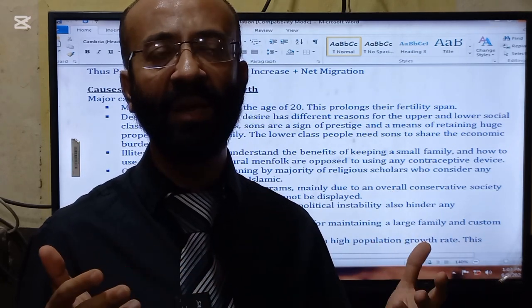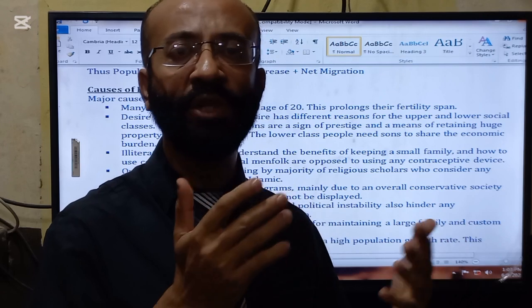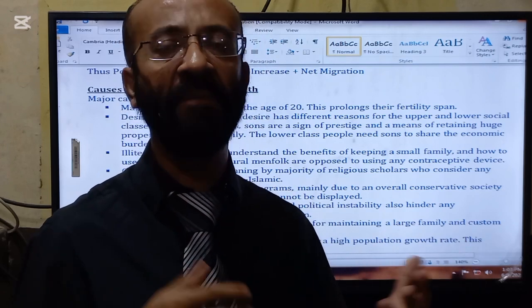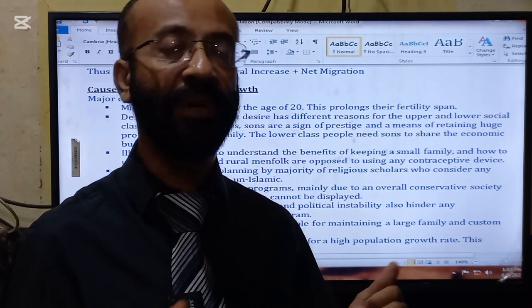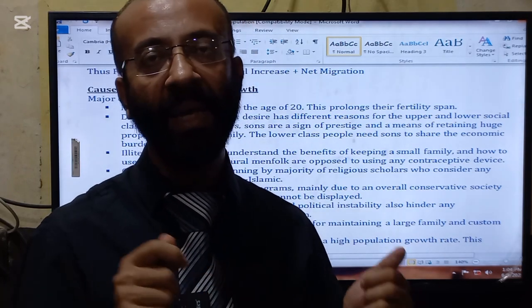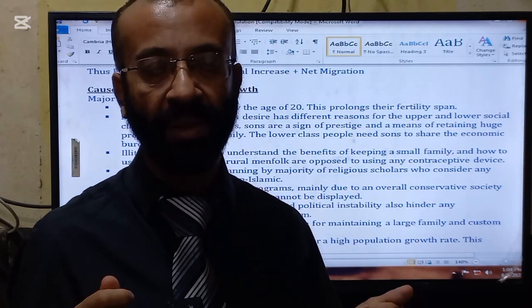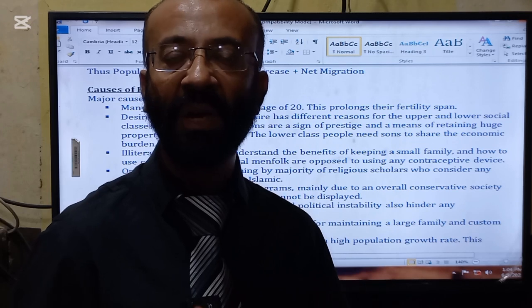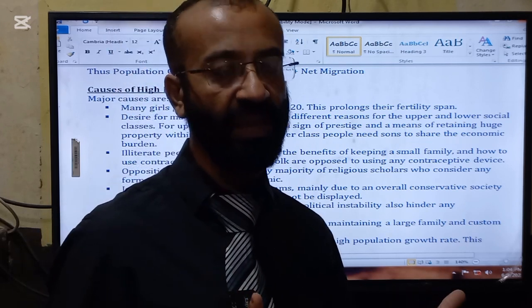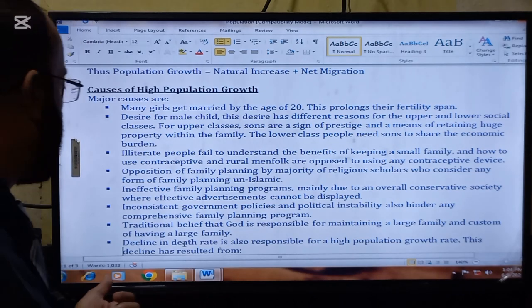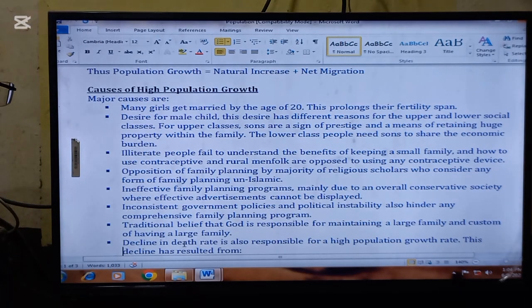Like every family was having 7 children, 10 children, 15 children. But today's world is much different from that one. Here, the burden is too much. The burden of earning, the burden of maintaining a family. So this is the reason. This is another reason we have failed to understand.